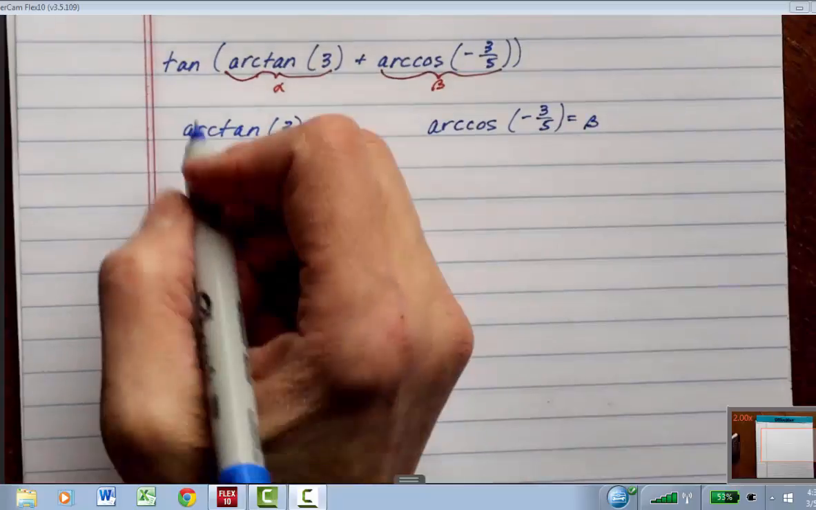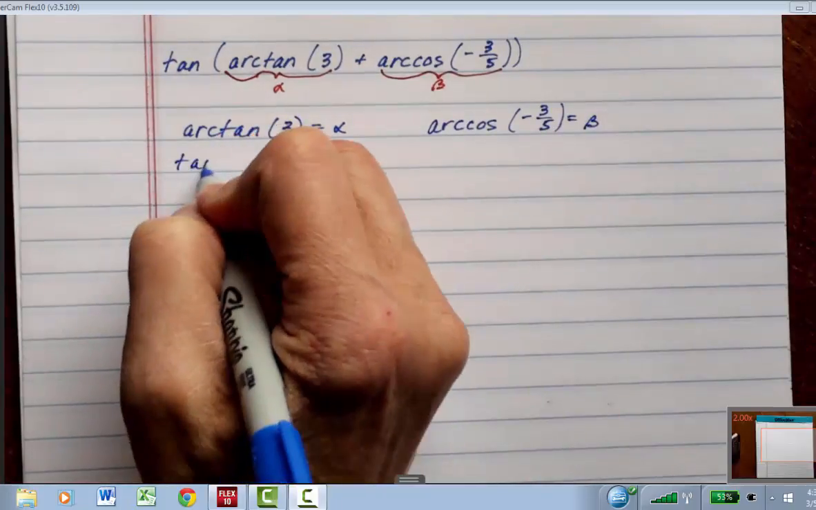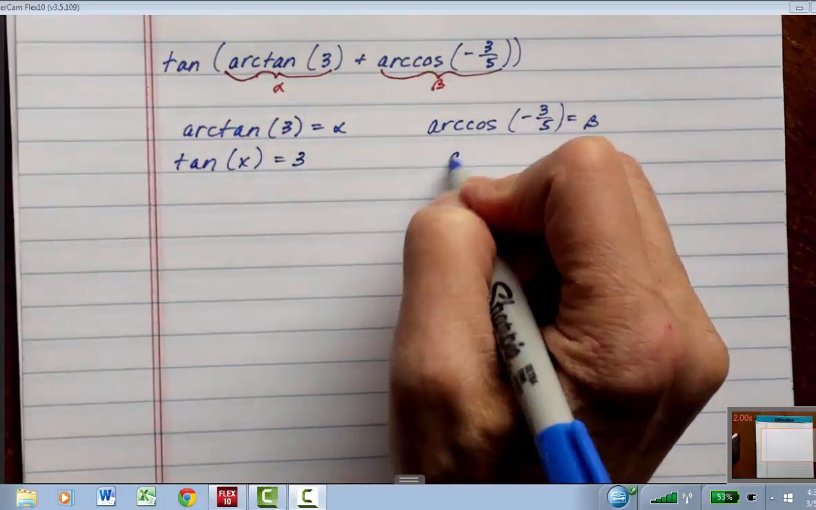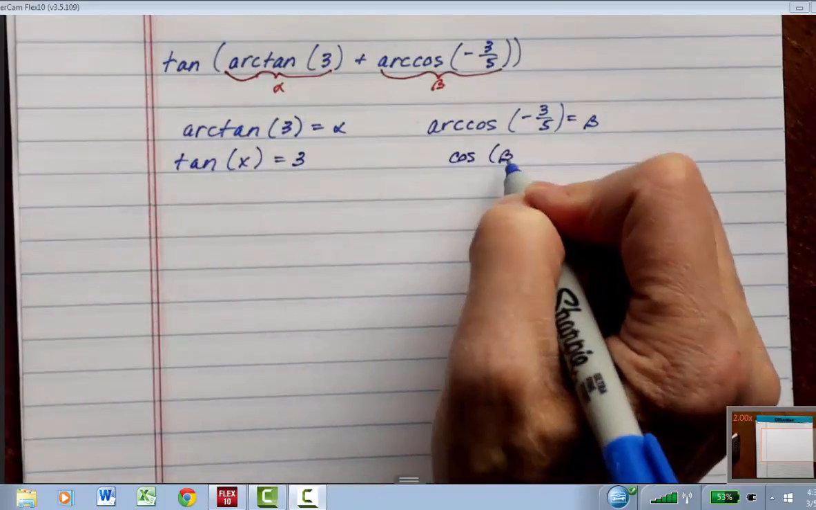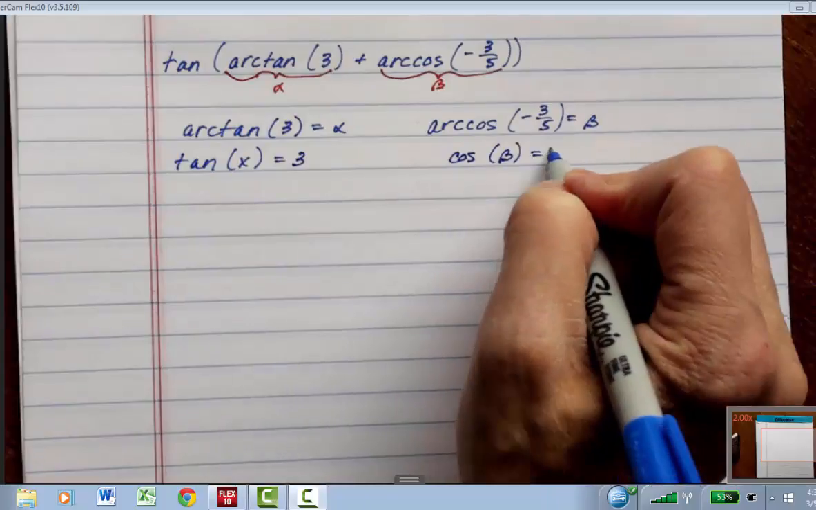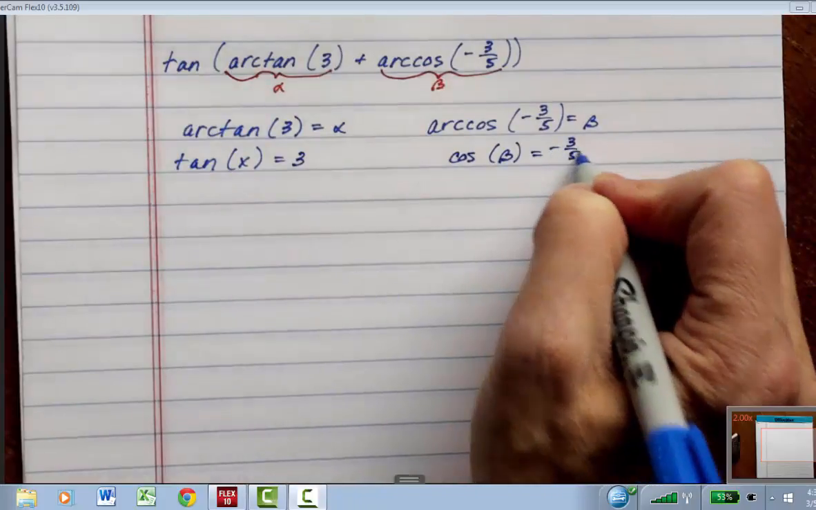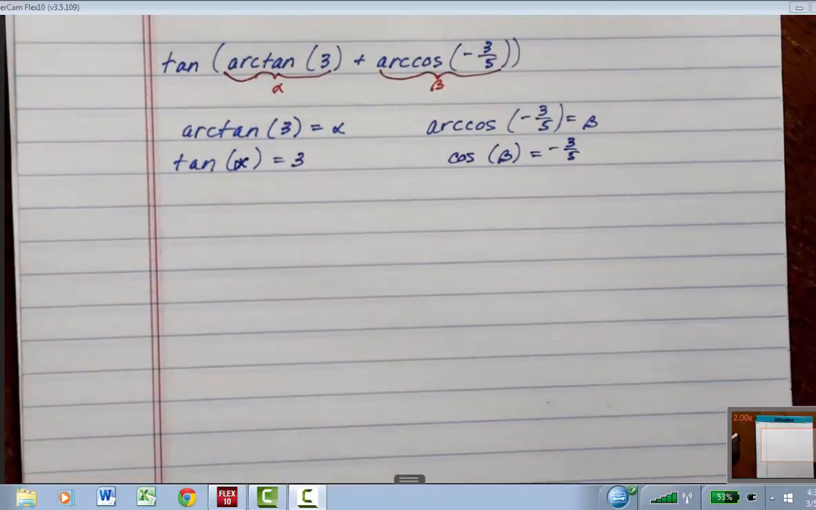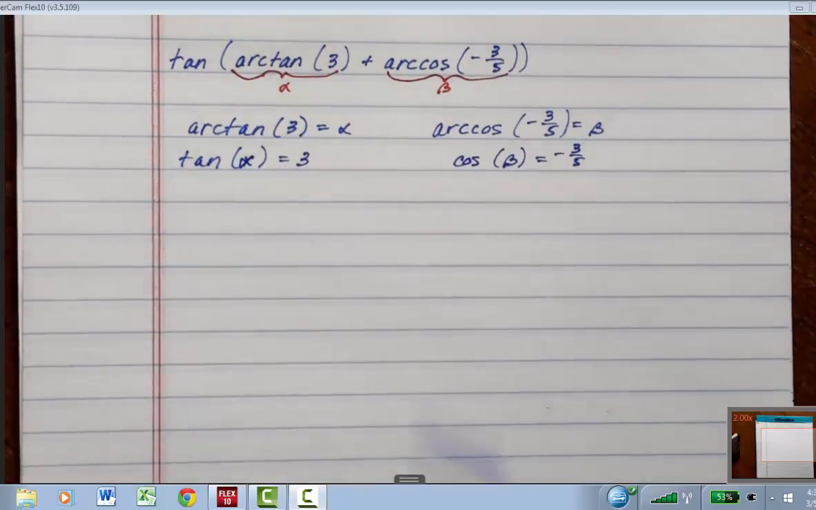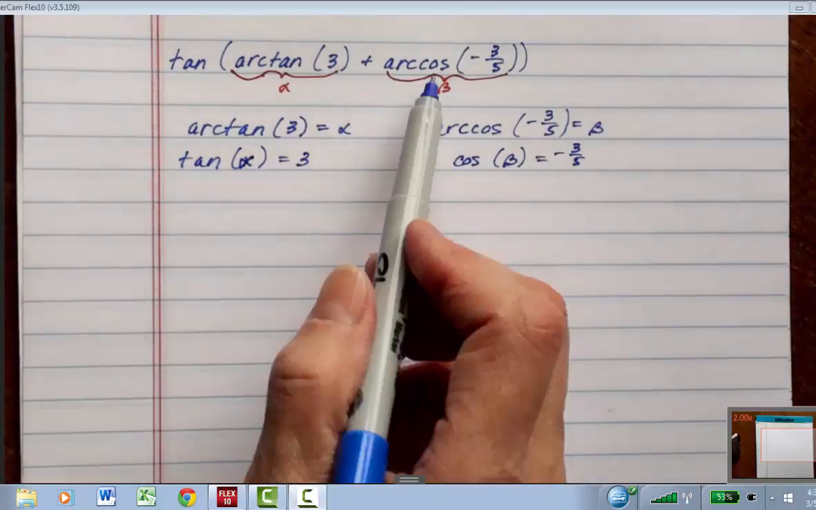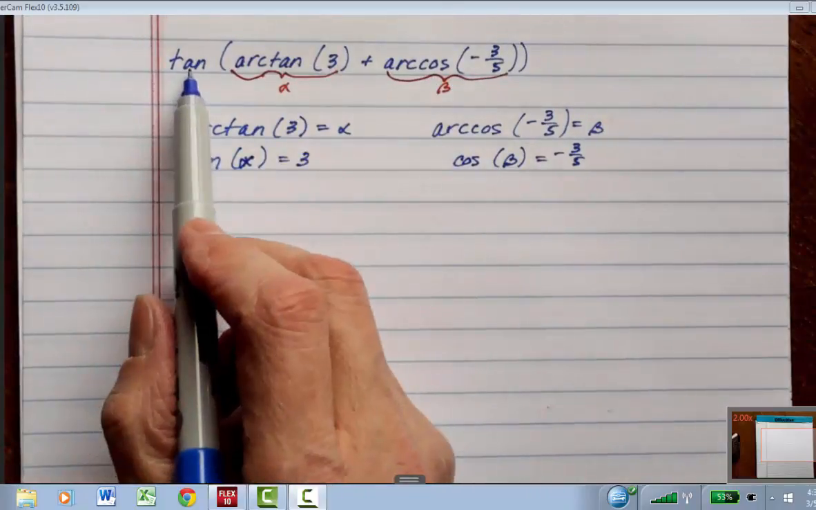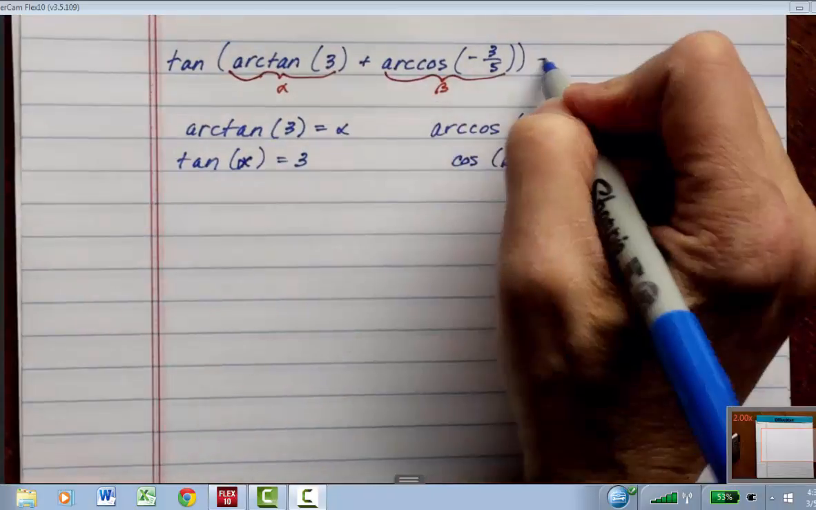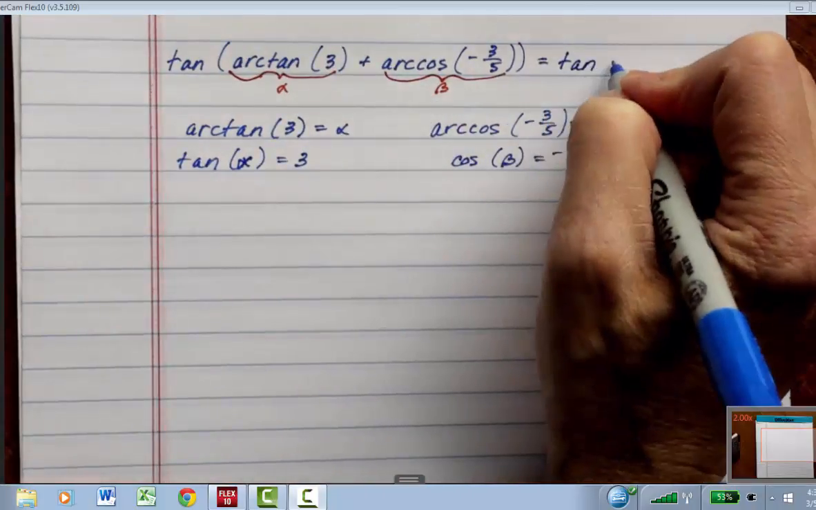Rewriting this means that the tangent of alpha equals 3, and over here the cosine of beta equals negative 3/5. Next, I'm going to look back at what I have up here, but then I'm going to end up with the tangent of alpha plus beta. So I need to know my summation formula for tangent of alpha plus beta.